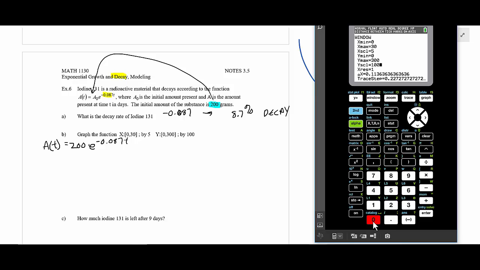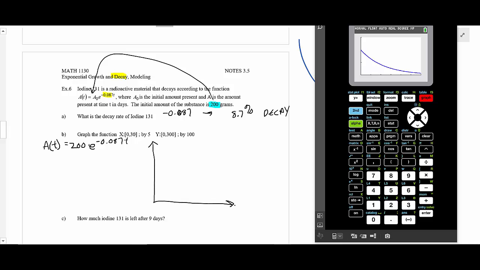Now if you type graph, you should see a function that's going to start at 200 and decay towards the x-axis. So let's make a sketch of the graph on here. Again, t is time, and it says in days. It's important you put that on there, so I know what that is. This is going to go to 30, and we can go 5, 10, 15, 20, 25, 30 like that. So you can just label it like that. The y-axis is going up to 300.